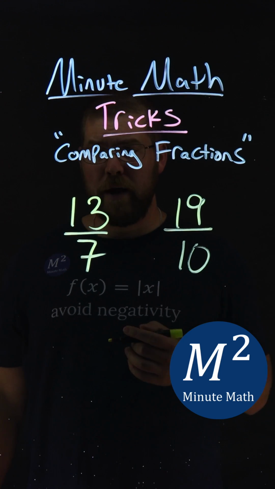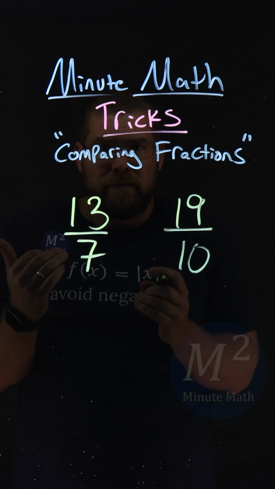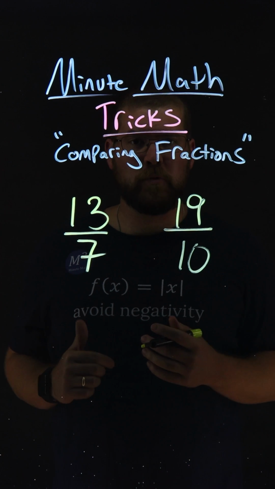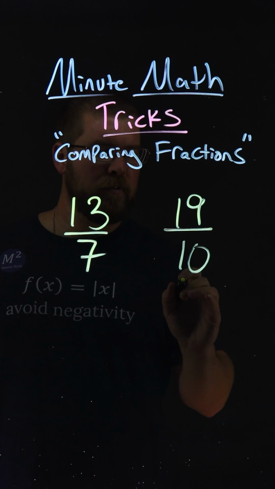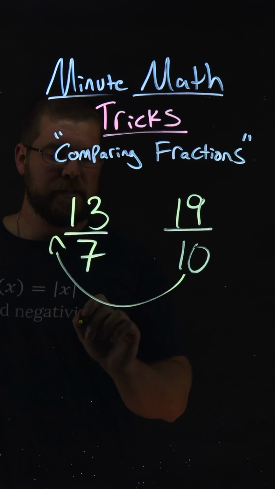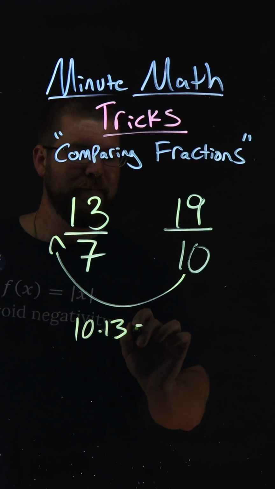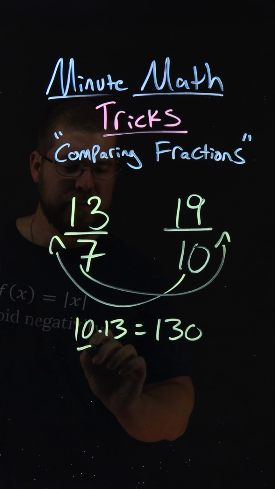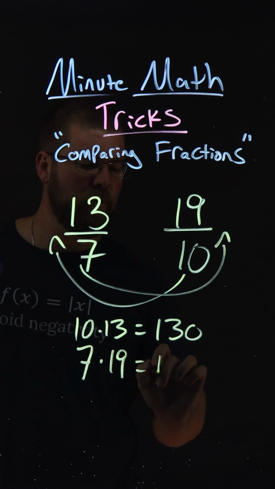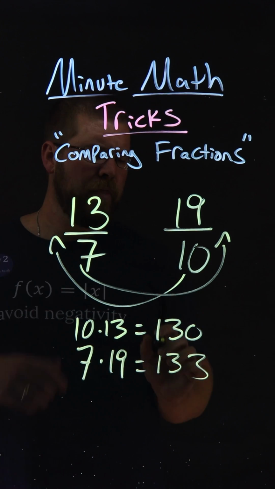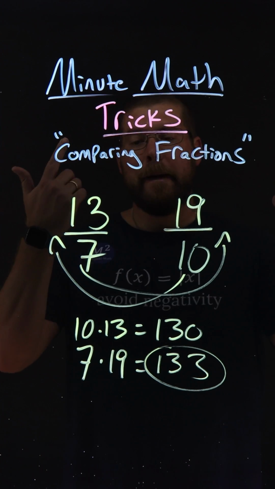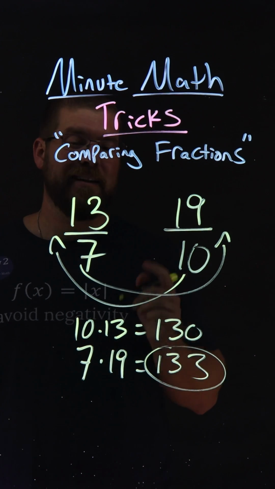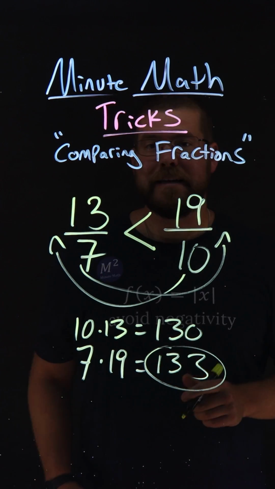Let's compare some fractions. 13 over 7 and 19 over 10, which one's greater? Let's bring things up. Cross multiply. 10 times the 13, 130. Other side, 7 times the 19. 7 times 19 is 133. 133 is clearly larger, meaning that 19 over 10 is greater than 13 over 7.